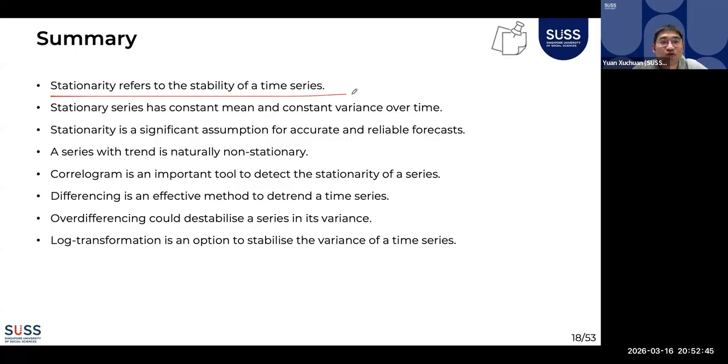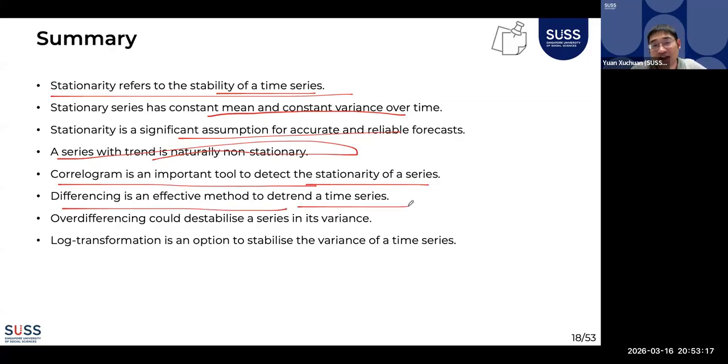So here we do a quick summary. Stationarity refers to the stability of a time series. Basically, we say we have a constant mean, constant variance, right? And so it is very important for accurate and reliable forecasts. And if a series has a trend, clearly it's not stationary, it's non-stationary. And we can use ACF, PACF to detect the stationarity. And differencing is an effective method to detrend a time series, right? For a linear trend, first order difference is sufficient. For a quadratic trend, maybe second order difference will be sufficient.